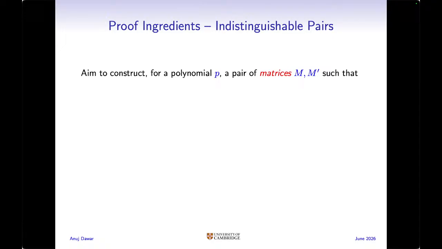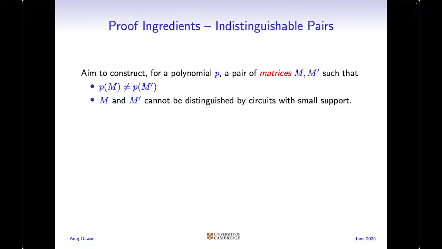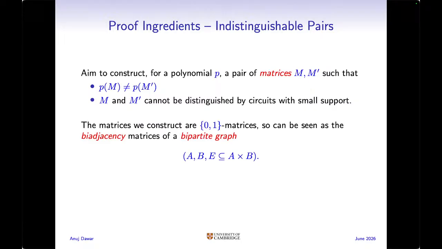So that supports. Now what we want to do, I mean, the support is sort of part of the methodology. We want to construct for a polynomial P, and think here the permanent, a pair of matrices so that they have distinct values for their permanent, but they can't be distinguished by circuits with small support. Okay, that's the way we're going to get our support lower bound.